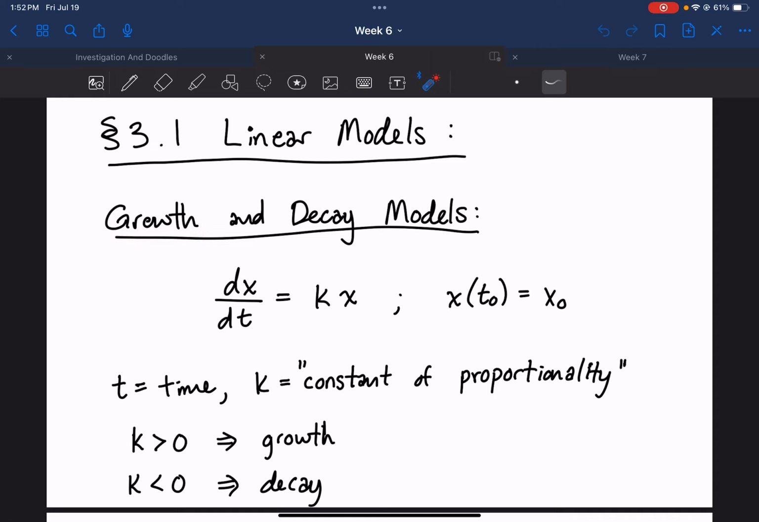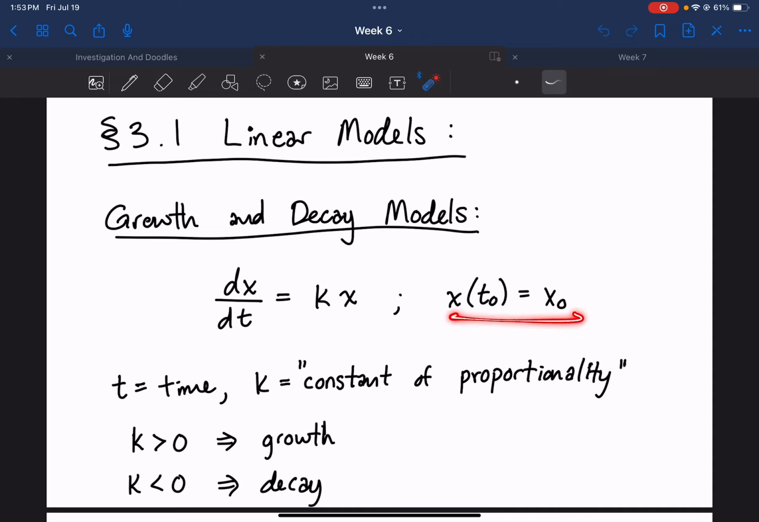Normally they're written as dx/dt equals k times x, right? And k here is the special number. This is the constant of proportionality. If k is positive, you have growth. If k is negative, you have decay. So this says the change in x over time is equal to some number k times the amount of x you have. So how fast you're changing depends on the amount and this constant of proportionality.